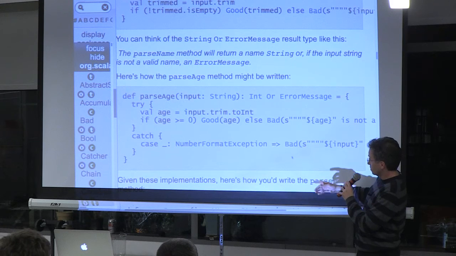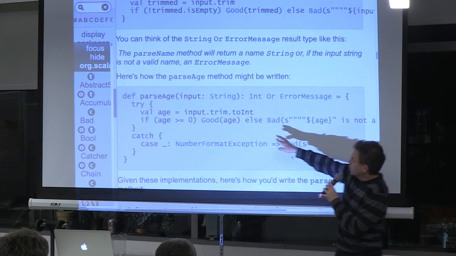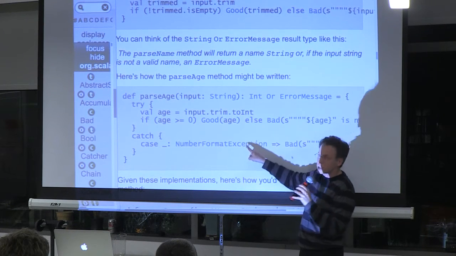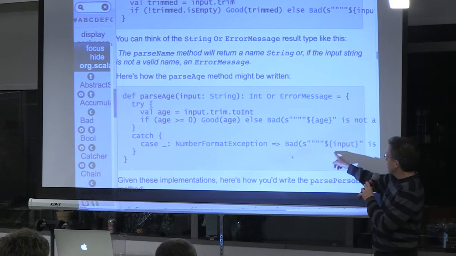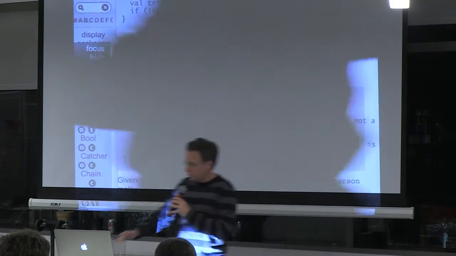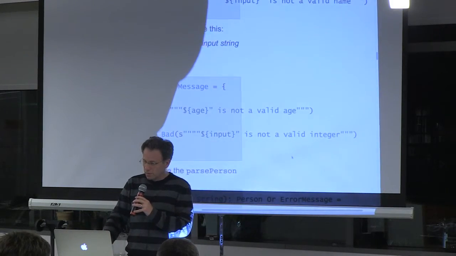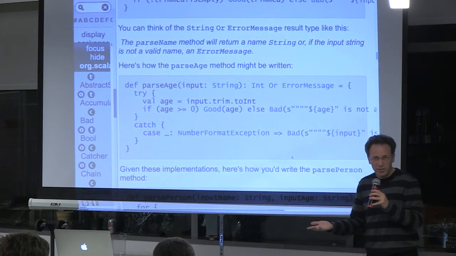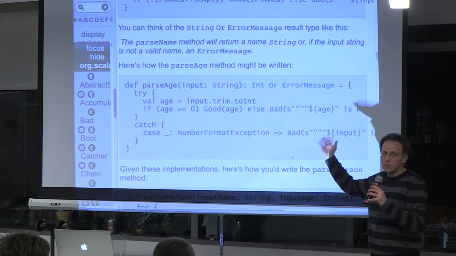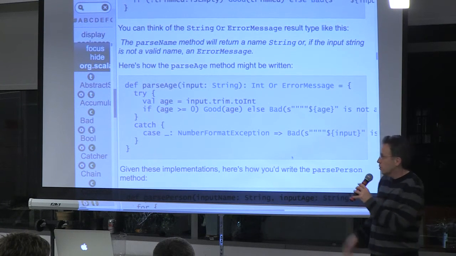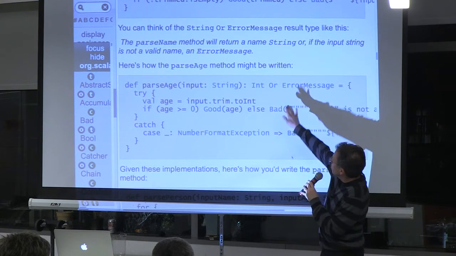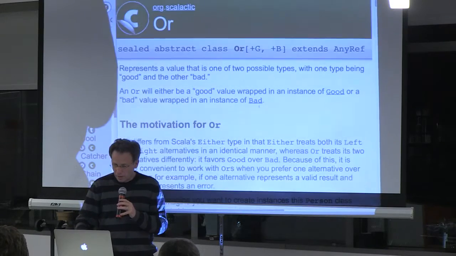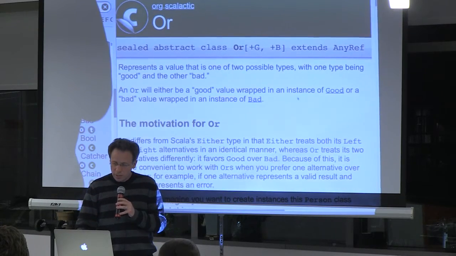And the two things that could go wrong: one is when you call .toInt, that may blow up with a number format exception. And in that case, we return an error message, which is off the screen here, called input is not a valid integer. Otherwise, if it's negative, I decide that's not a valid age either. I give you a different error message which says that -3 is not a valid age. And so what this good and bad is, is that OR has two subtypes. I'm going to scroll to the top here. So there's two subtypes, good.